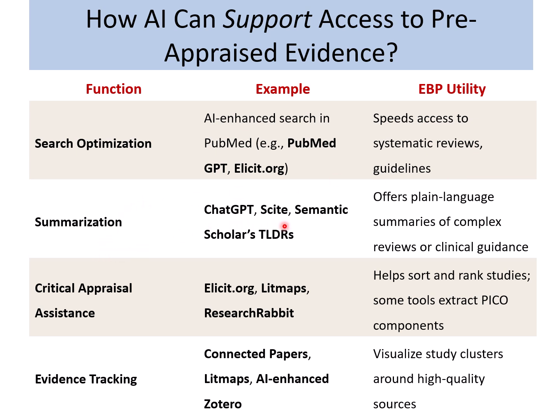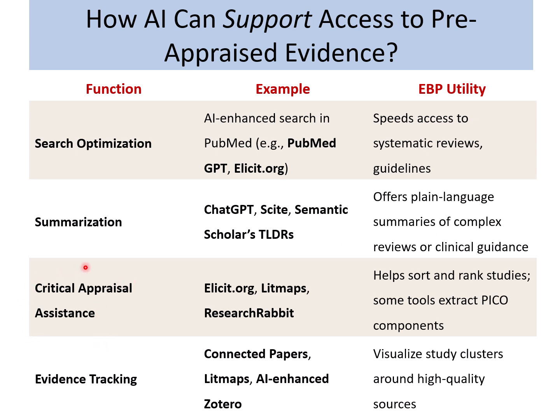Summarization: ChatGPT, Semantic Scholar TLDRs, etc. They offer plain language summaries of complex reviews and clinical guidance. If it's difficult for you to understand a complex paper with a lot of statistics, then you can use these AI tools to summarize it and make it plain language, and you can even have an audio option to listen to those reviews.